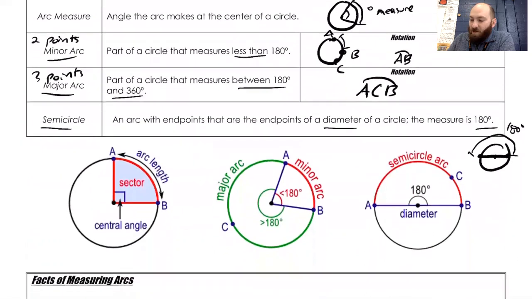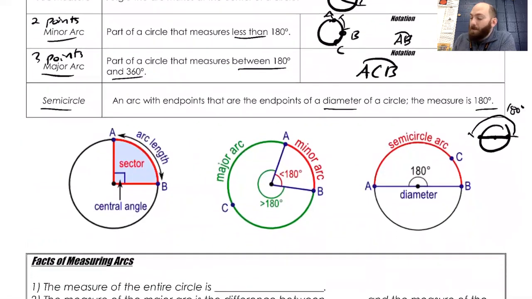Some of the other things here are going to come up mostly tomorrow, but there's a difference between arcs and arc length. If I talk about the measure, so this is the measure.